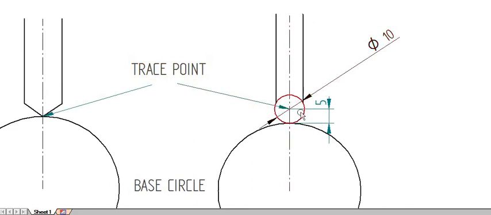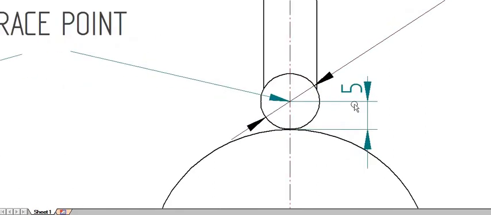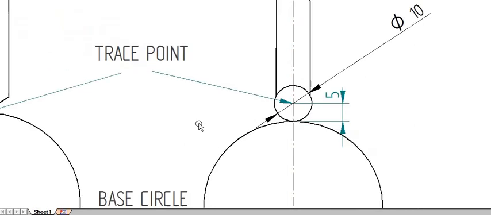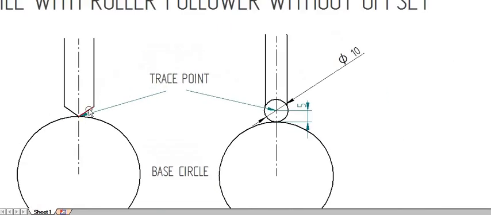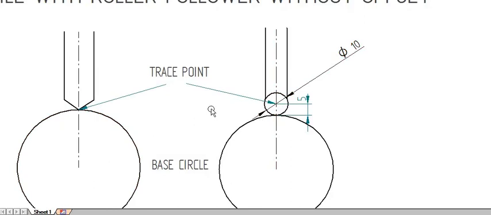So I am taking a roller of diameter 10. Then the trace point will be 5 mm above the base circle. So in the knife edge follower, the trace point is lying on the base circle. In the roller follower, the trace point is lying away from the base circle. Trace point decides two curves. One is the prime circle and the other is the pitch curve.